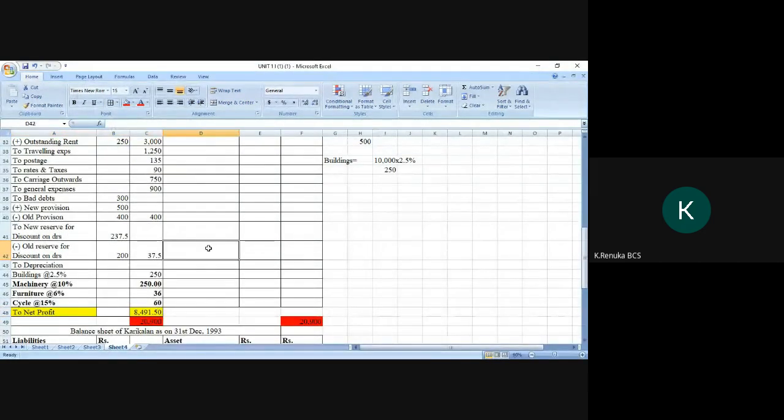So we have received net profit as 8,491.50. Yes. So now we have placed all the expenses in the trading account and also in the profit and loss account, and now we are finalized with the net profit. So now we are going to proceed with the balance sheet.